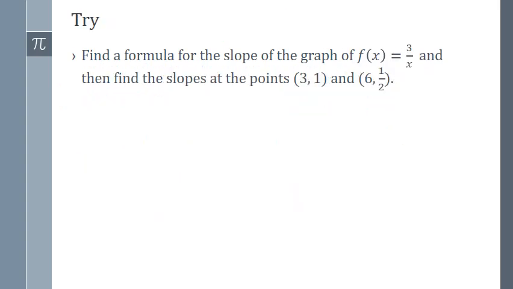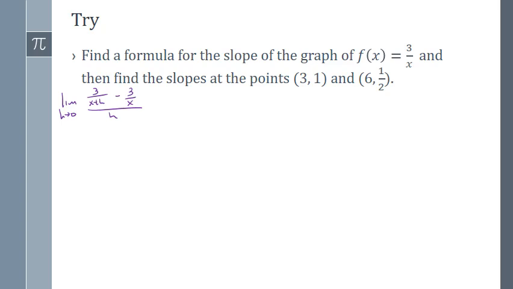So once again, we're going to find the formula for the slope of the graph of f of x equals 3 over x, and then find the slope at points 3, 1, and 6, 1 half. So I'm going to start by applying the difference quotient. Limit as h goes to 0 of 3 over x plus h, so that's my f of x plus h, minus f of x all over h.